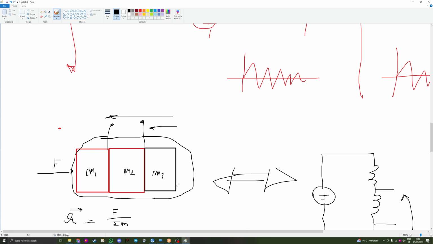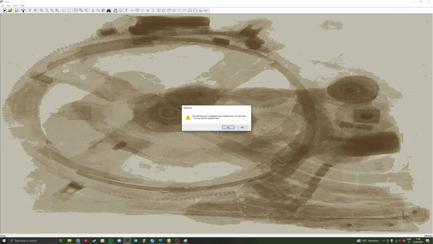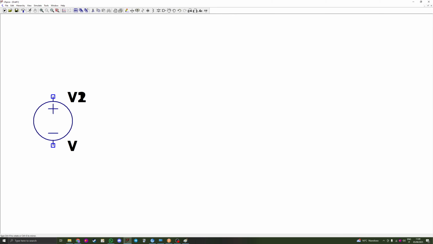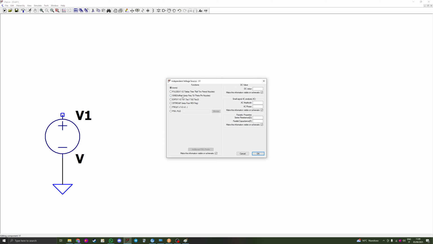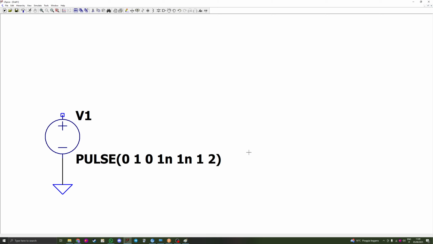But we will see this also on the software. So now first let's open Analysis Spice, and let's use the classical voltage between 0 and 1 volt, just because it's easier. 1 nano, 1 nano.